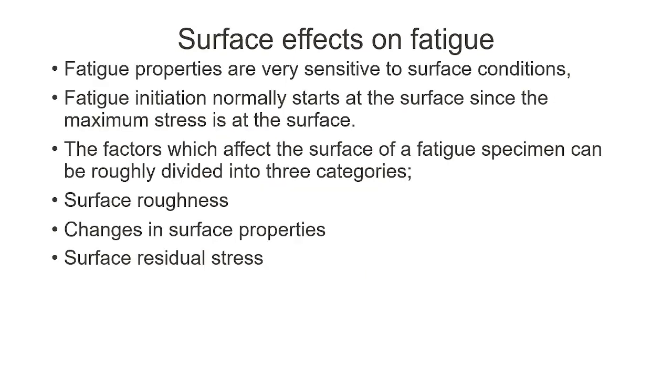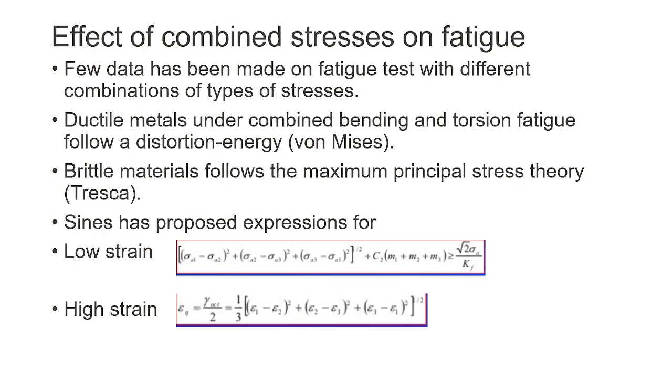The fatigue properties are very sensitive to surface condition. Fatigue initiation normally starts at the surface, since the maximum stress is at the surface. The factors which affect the surface of a fatigue specimen can be roughly divided into three categories: surface roughness, changes in surface property, and surface residual stresses.